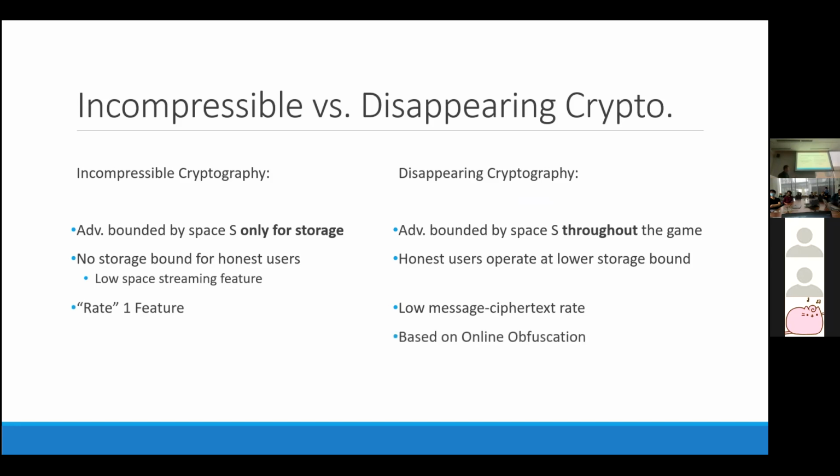And disappearing cryptography is based on something called online obfuscation, which is sort of VGB obfuscation in the bounded storage model. So it's sort of like VGB is stronger than IO, but weaker than VGB. Yeah, but it's a pretty strong assumption there. And in here, it's based on much weaker assumptions.